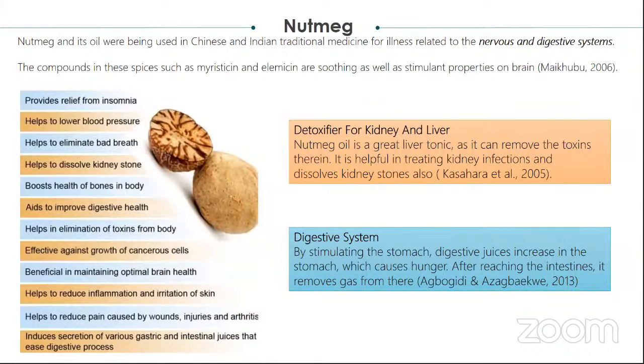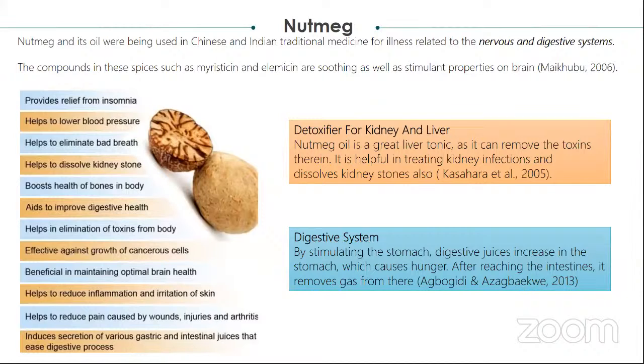In the digestive system, it stimulates the stomach and digestive juices increase, because it has stimulant properties. The myristicin compound is the main compound of nutmeg essential oil, which has stimulating properties and increases blood circulation, which could be responsible for increasing the digestive juices in the stomach, stimulating the stomach, and finally reaching the intestine and removing the gas from there.